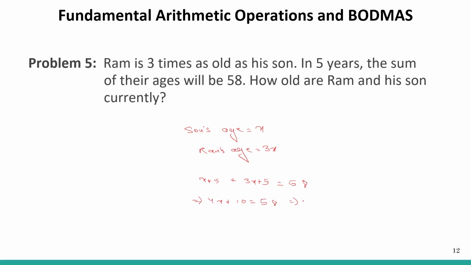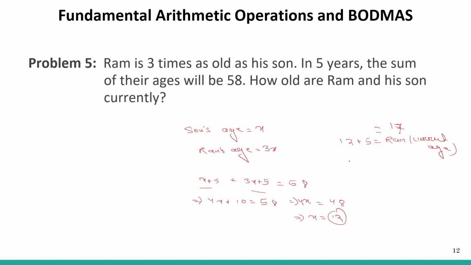So this implies that 4x is equal to 48, so x is equal to 12. 12 is the answer. It asks us how old Ram and his son are currently. So currently their ages are x and 3x. The son's current age is 12, and actually, plus 5 would give 17, so he is a 17-year teen now.